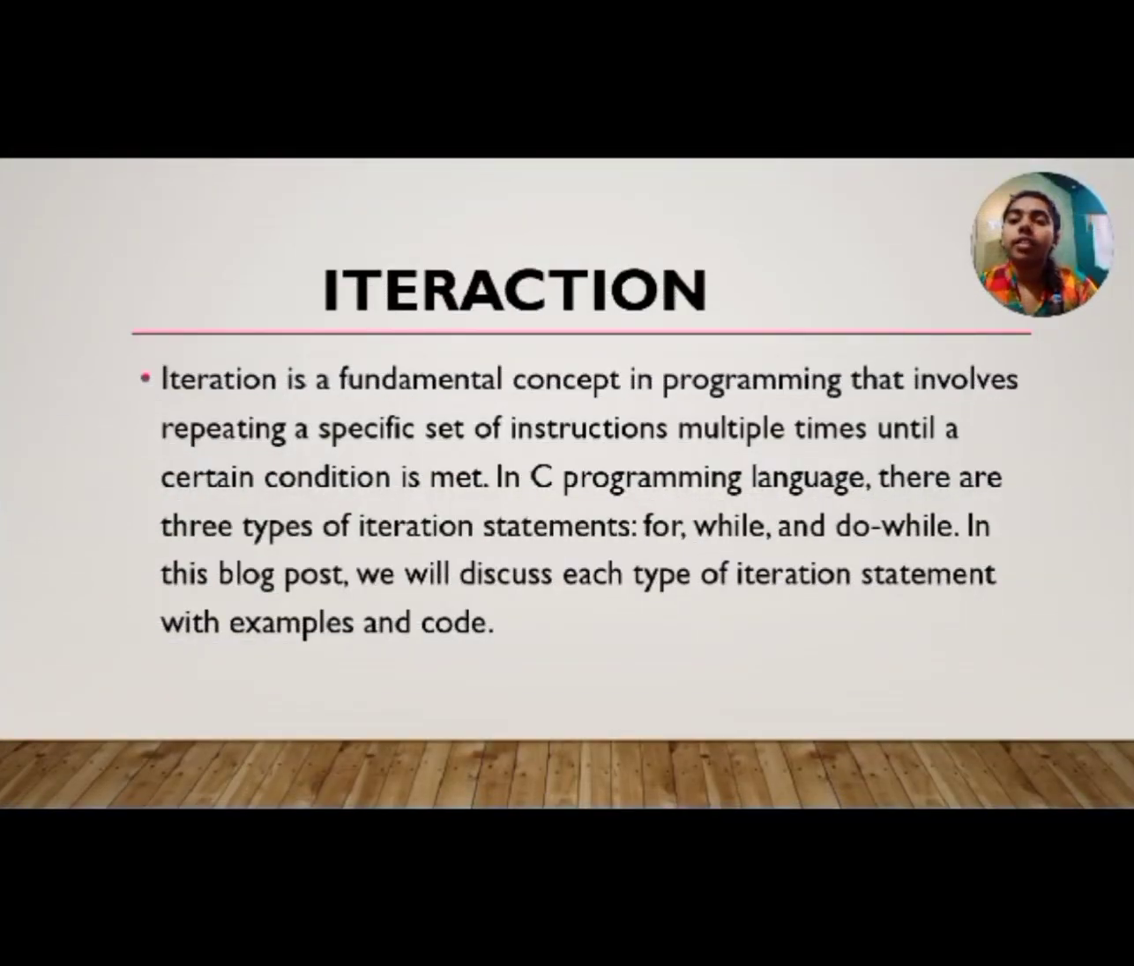Then I will discuss iteration. Iteration is a fundamental concept in programming that involves repeating a specific set of instructions multiple times until a certain condition is met. In the C programming language, there are three types of iteration statements: for, while and do while. In this video, we will discuss each type of iteration statement with examples and code.